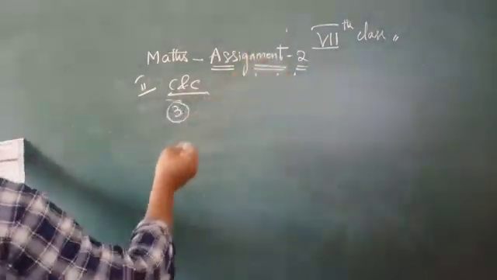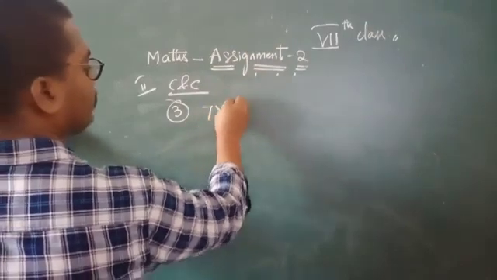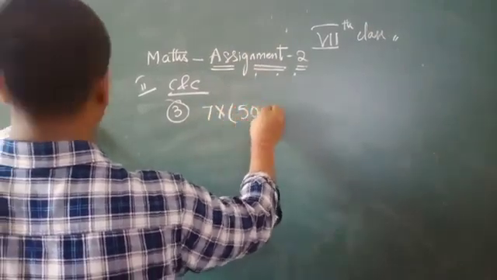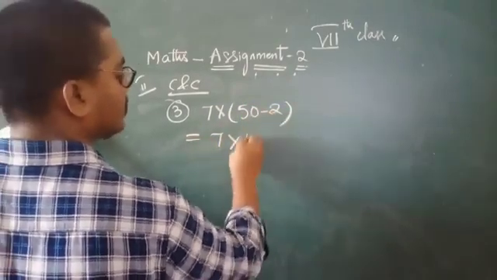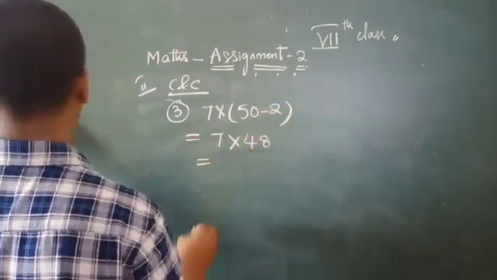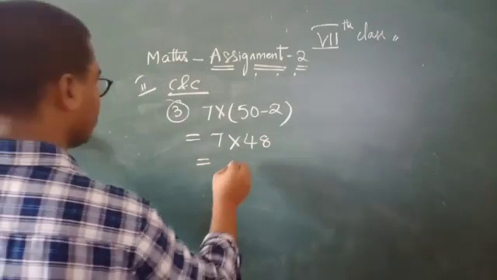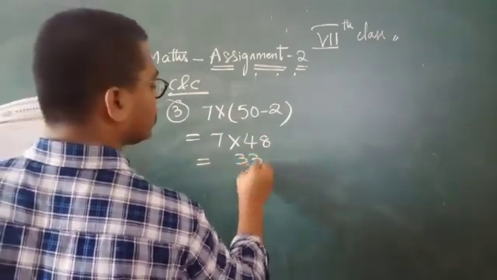Third one, 7 into 50 minus 2. That is equal to 7 into 48, since 50 minus 2 is nothing but 48. When you multiply 7 into 48, the resultant answer will be 336.